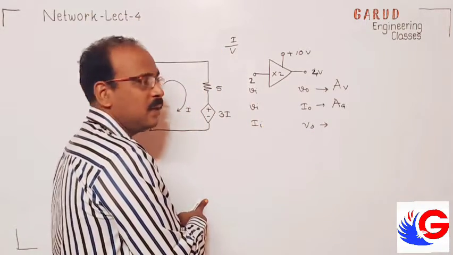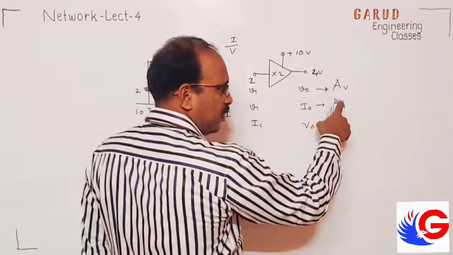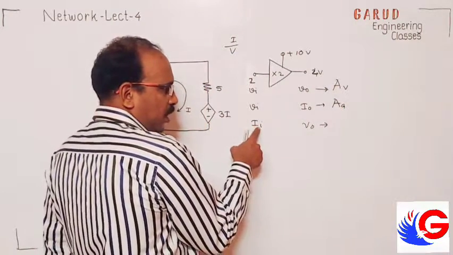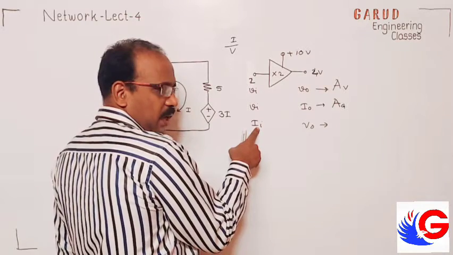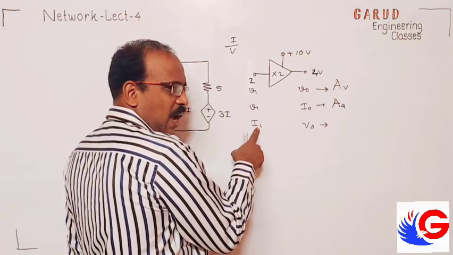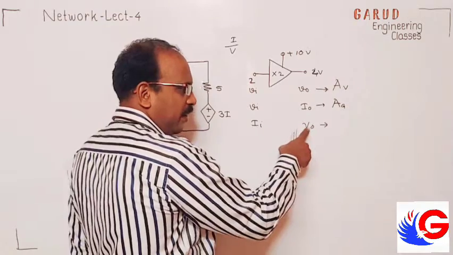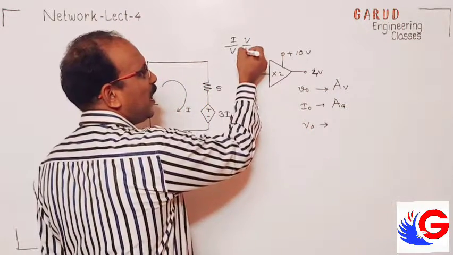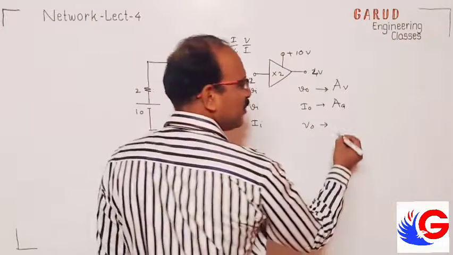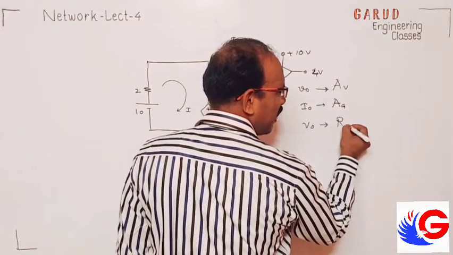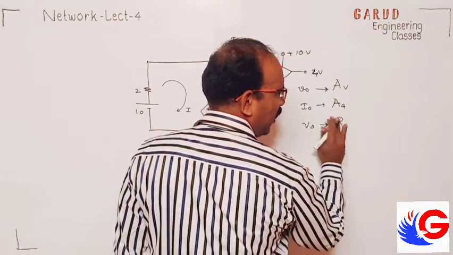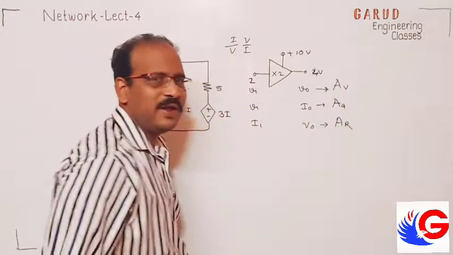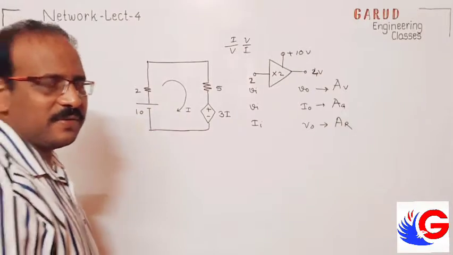Correct. Then here we can represent GA also. Here the input is a current and the output is voltage. What is the gain? Gain is V by I, which means resistance. This is the transconductance. This is trans resistance, RA. Otherwise we can represent it as A into R. R is a suffix.